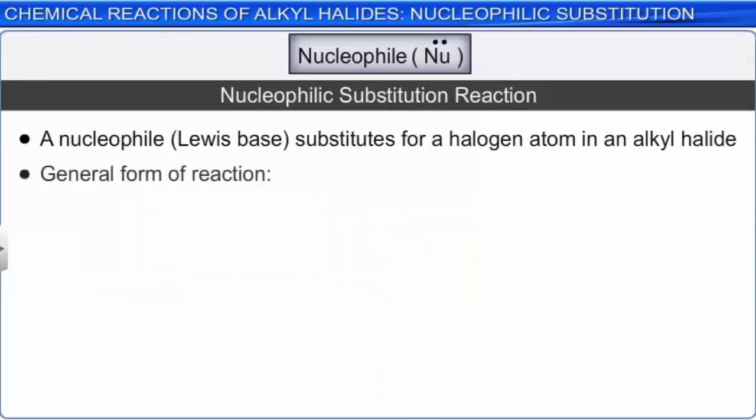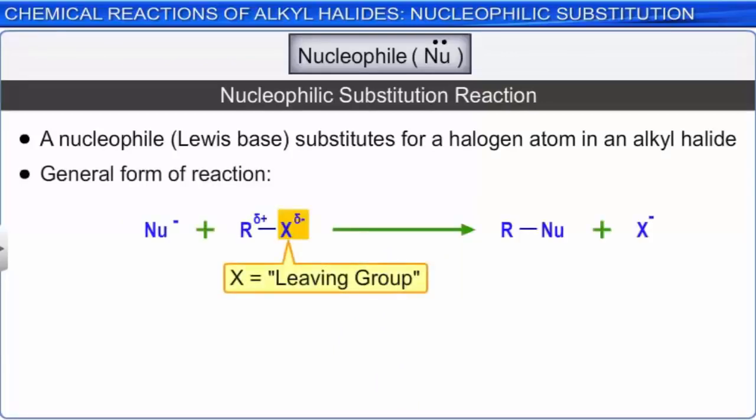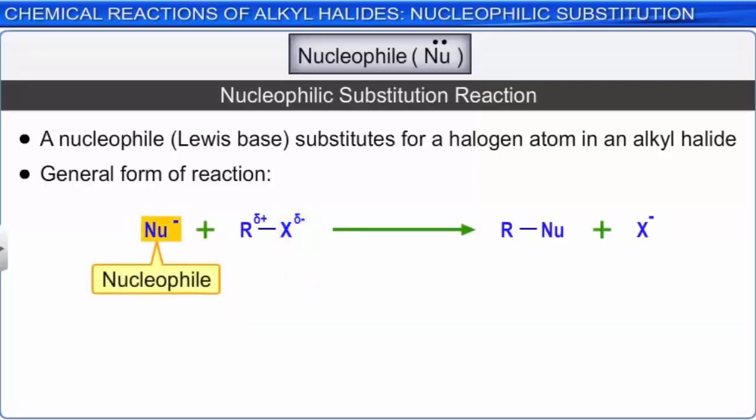Here is the general form of the reaction. The halogen is referred to as the leaving group because it leaves the alkyl halide when the nucleophile reacts. Since the substitution reaction is initiated by a nucleophile, it is called a nucleophilic substitution reaction.